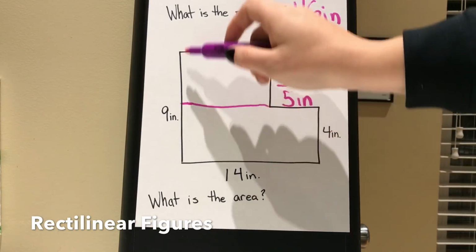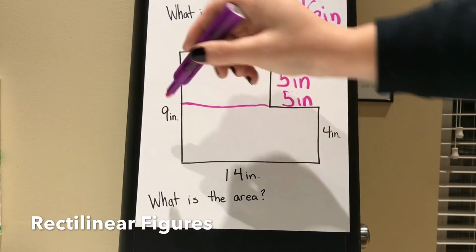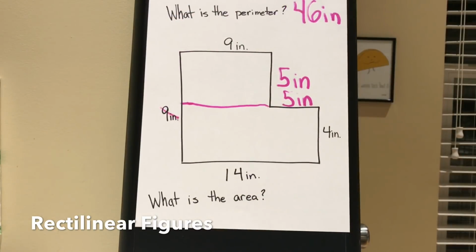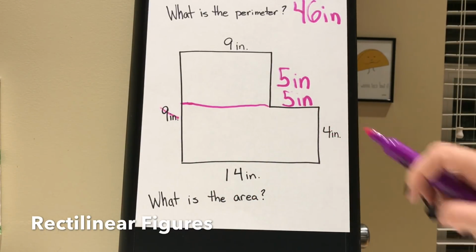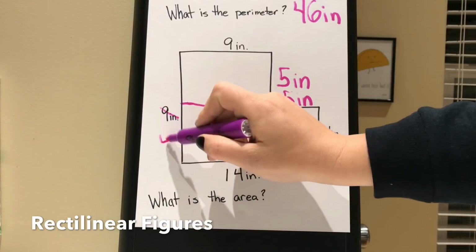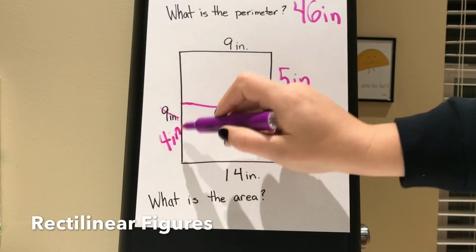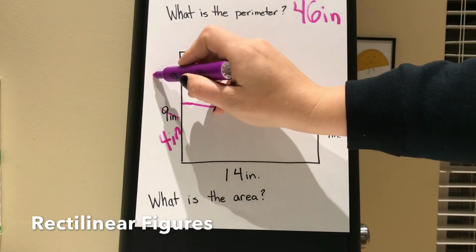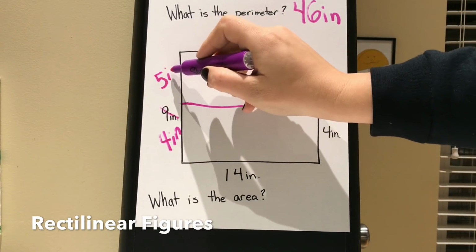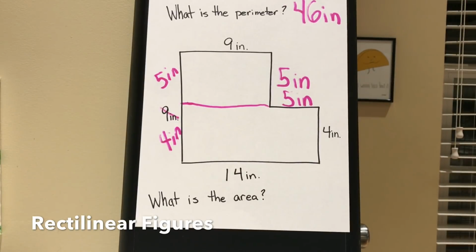Well, since I broke this side with this line, I can break apart my 9 inches into 2 smaller segments. This side must be 4 inches because that is the length of this side. This side must be 5 inches because that has to match its opposite side, because we know that opposite sides of rectangles are congruent. To find the area of this larger rectangle, I simply must multiply 4 times 14.